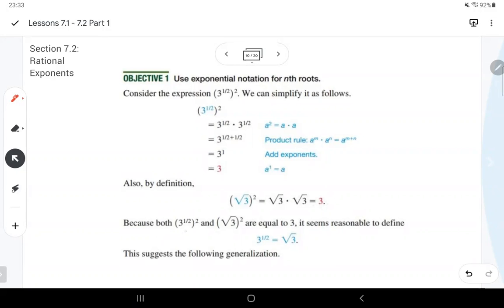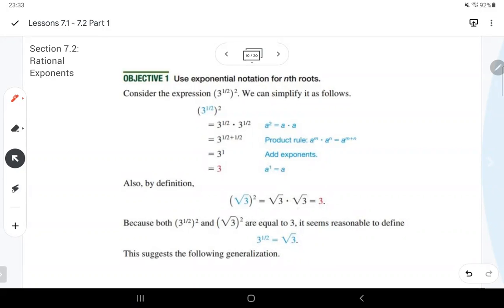And because both 3 to the 1/2 squared and the square root of 3 squared are equal to 3, it seems reasonable to define 3 to the 1/2 as equal to the square root of 3. This suggests the following generalization.